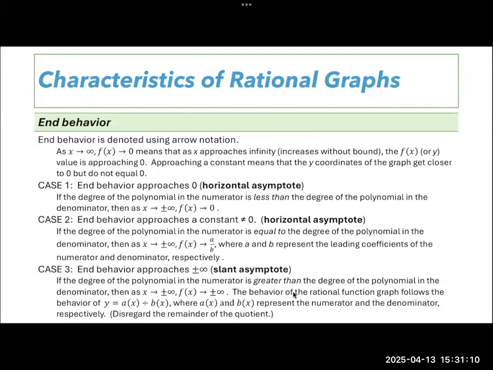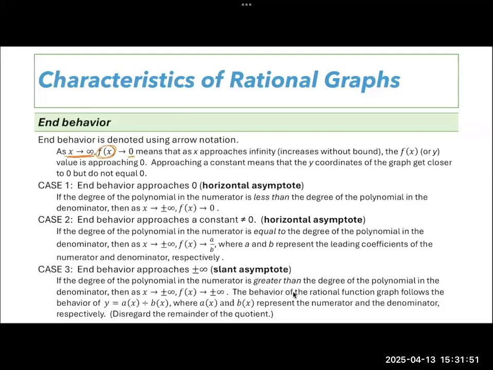Then we want to think about end behavior. End behavior is exactly what it sounds like. It's what's happening on the quote unquote ends of the function. So a lot of times we see this notation of, as x is getting really big, increases without bound, approaching infinity, however you want to say that, then f of x or y is approaching something. Now, it may also be going to positive or negative infinity, or it could be approaching an actual value.